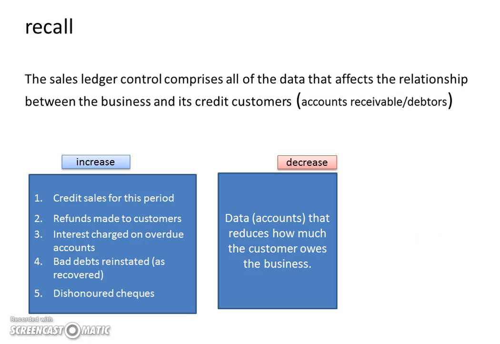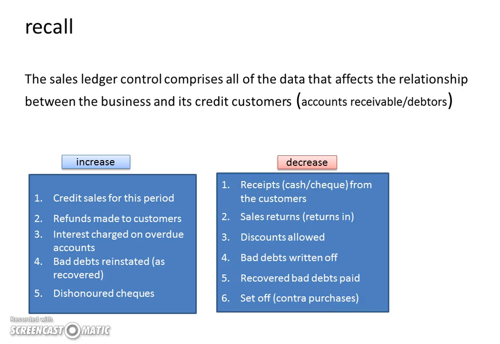the things that will decrease the customer's balance are receipts of cash or checks from these customers, returns of goods, so sales returns, discounts allowed, bad debts that they may have written off, or bad debts that they reinstated and then had them paid, or a set off where the customer is also a supplier and the two agree to cancel out a debt.